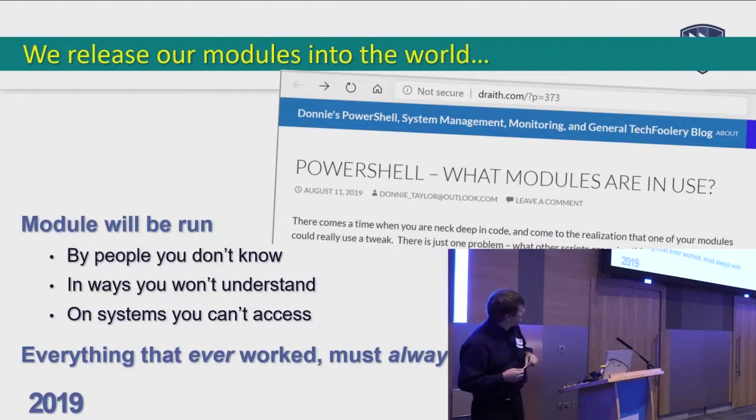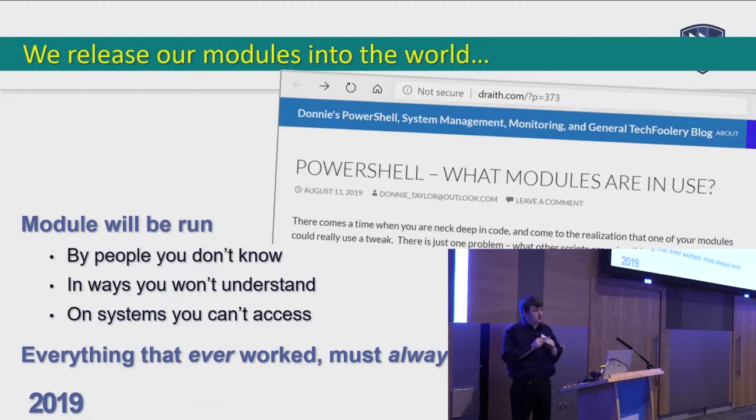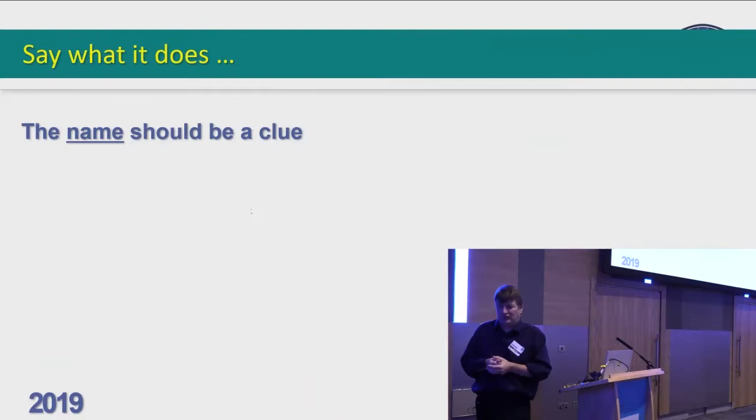I saw this article when I was revising the slides, and this was somebody talking about going and finding where you have already used one of your own modules. Well, that's great, but that scope is so restricted that actually you have to basically say, I can't ever break anything. Once you've created an API, you're kind of stuck with it forever. So you have to not introduce breaking changes, but you also need to be clear what the thing does and doesn't do. So we start off with, say what it does. The name ought to be a clue.